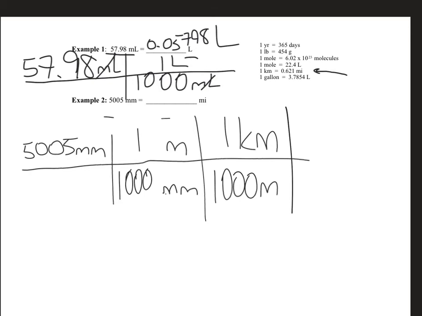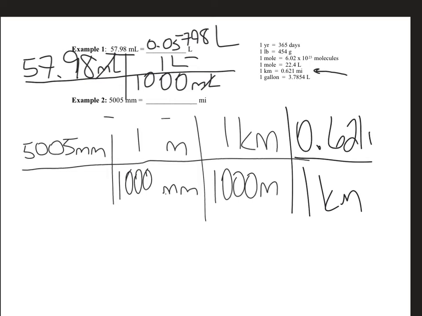Then you can use that third conversion factor up in the top. For every 1 kilometer, you have 0.621 miles. Everything that's on the same on the top and the bottom can cancel. I got millimeters, I got millimeters, I got meters on top, I got meters on bottom, I got kilometers on top, kilometers on bottom, and the only unit I'm left with is miles.